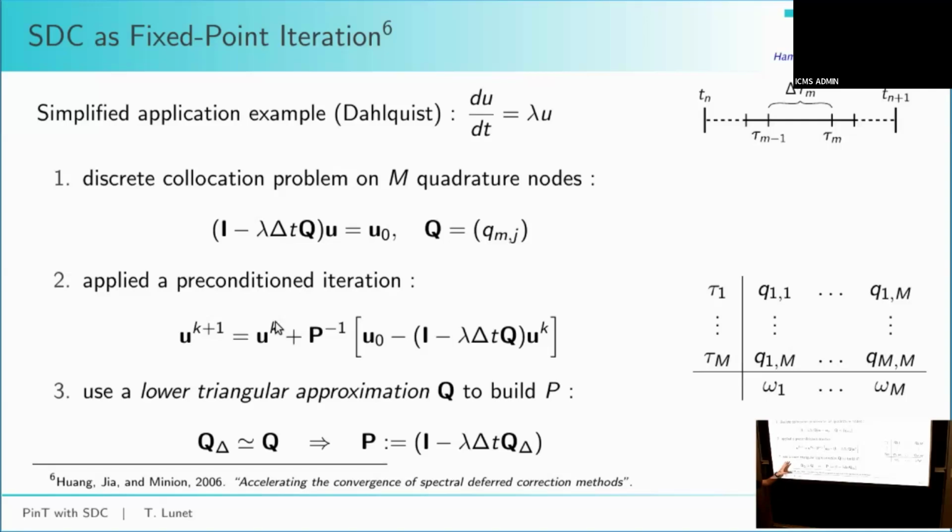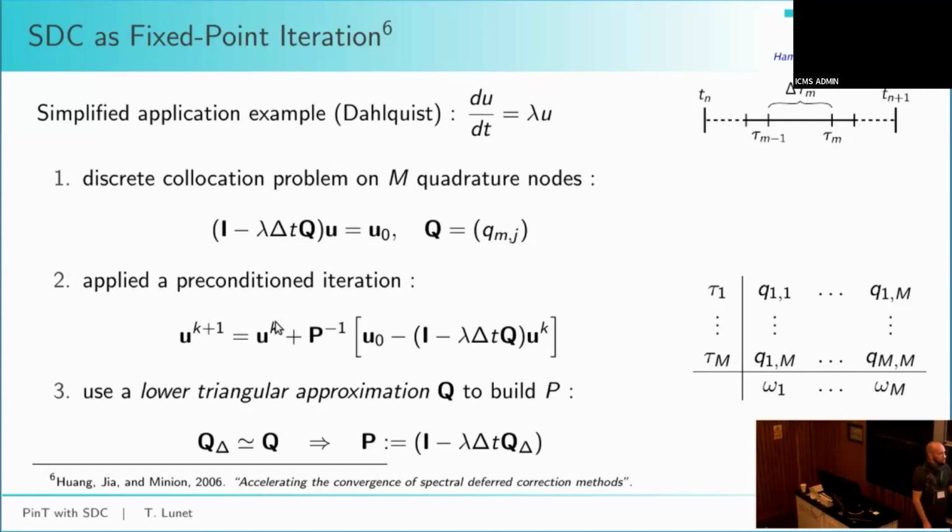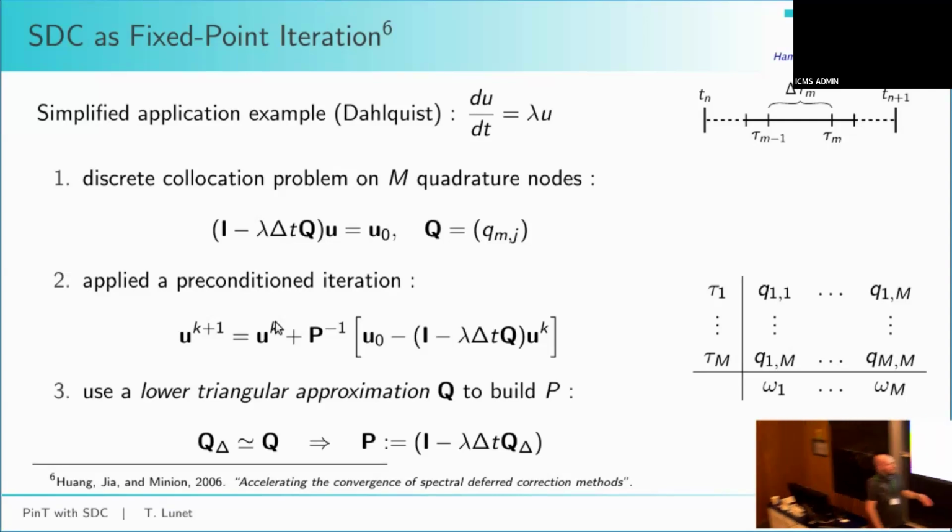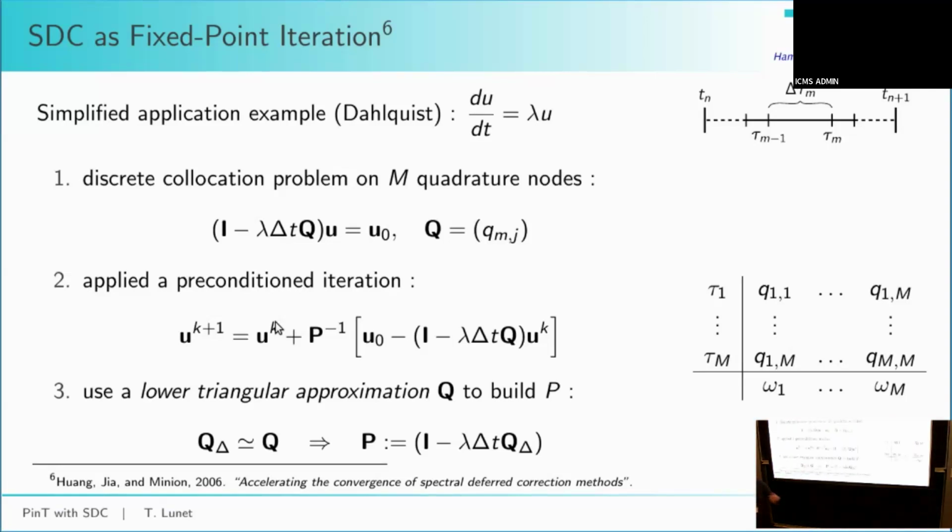This whole analysis was done, the first time I saw it, in this paper from Hang and Jan Minion, because originally SDC was presented in node-to-node fashion. So it's not really written like this in the original papers. This is another way, which I call zero-to-nodes in contrast to node-to-node. But at least for analysis and to design new algorithms, it's quite practical. So that's where we are.